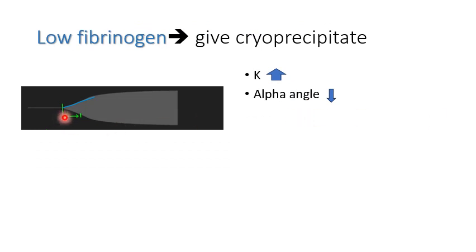So here you can see the K time has increased and the alpha angle has decreased. So the problem is with the fibrinogen level, so we'll have to give cryoprecipitate.